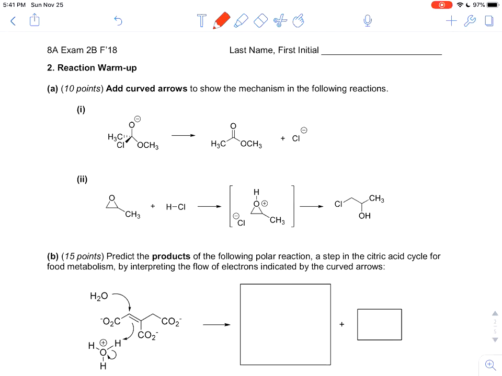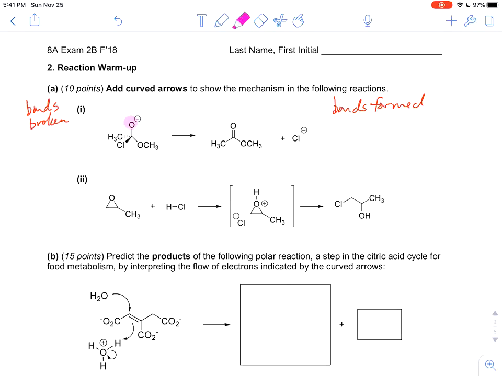Hi, welcome to page 2 of version 2B for fall 18 Chem 8A exams. We're going to be adding curved arrows to finish the mechanisms given. And we're going to make a nice little list of bonds broken and bonds formed. We'll go one at a time on the stuff that's changed.